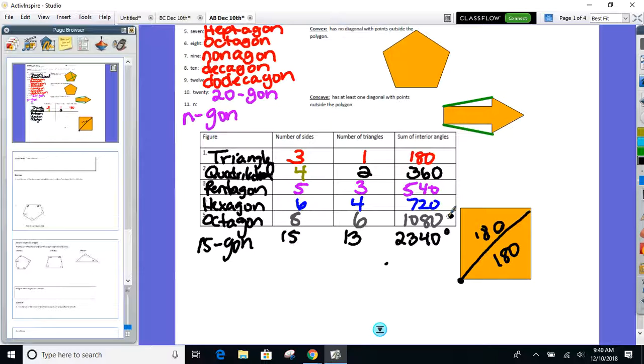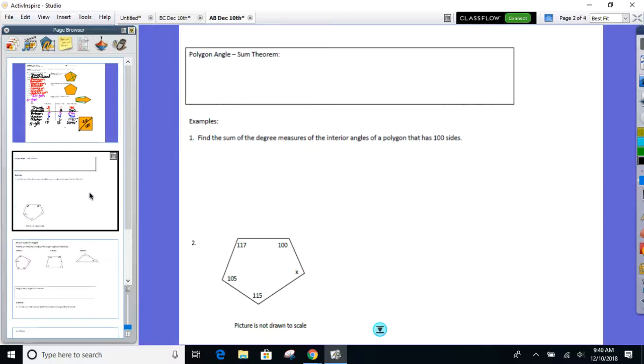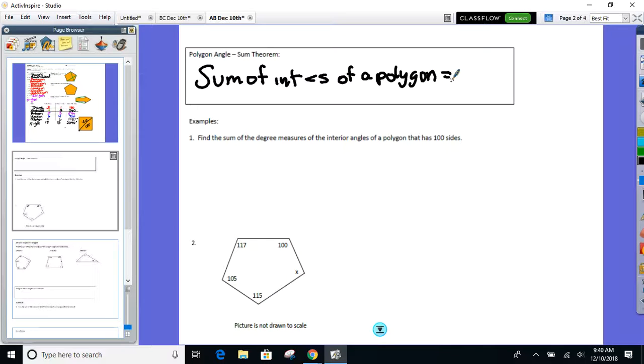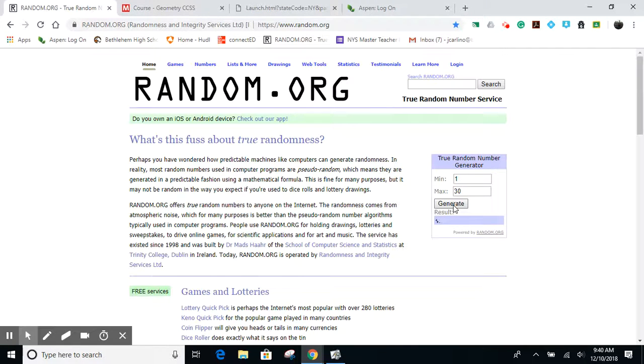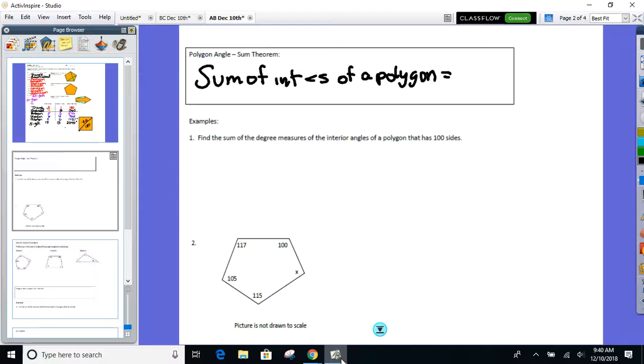All right, so let's put this into a theorem now. Anybody want to describe how you can find the interior angles of any polygon? So the sum of the interior angles of a polygon. What'd you guys do? Talk to me in words. What did you have to do? What'd you have to do, Matt? What's the pattern? You have to subtract 2 from the number of sides to get the number of triangles. And then do what with that number? And then multiply that number by 180.